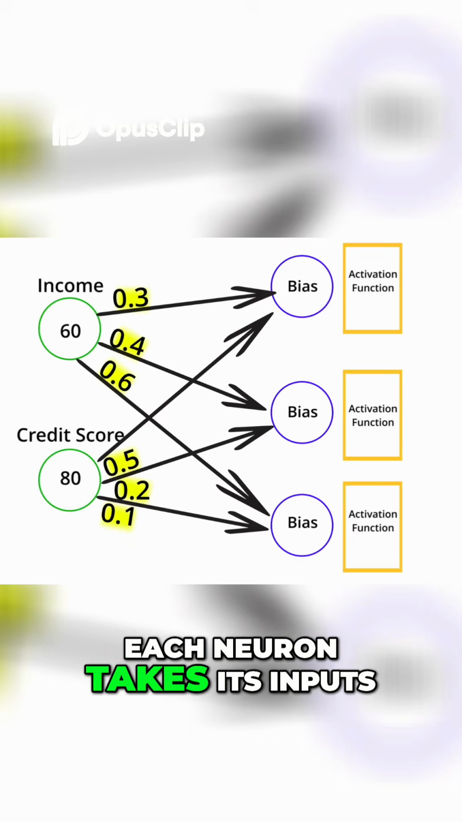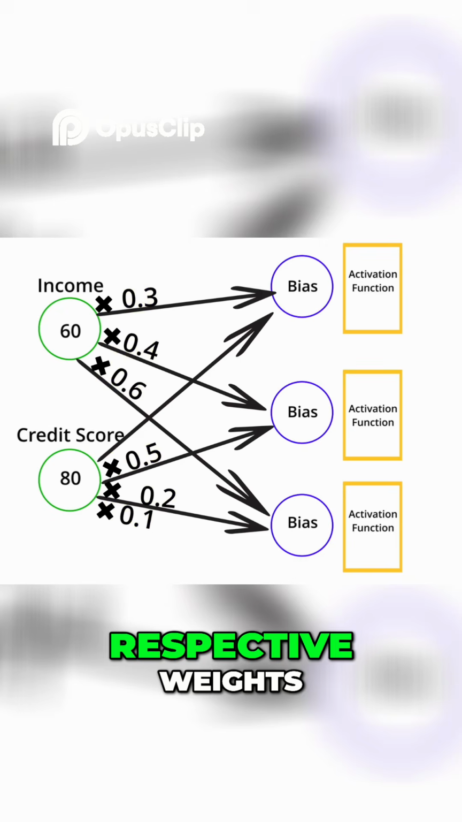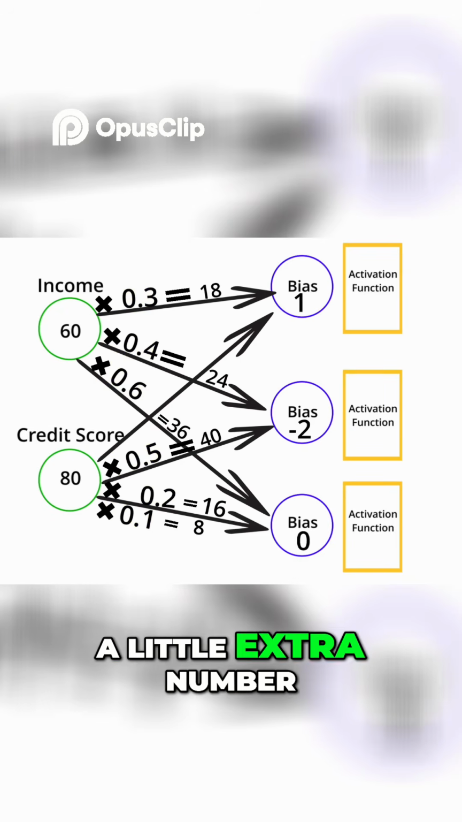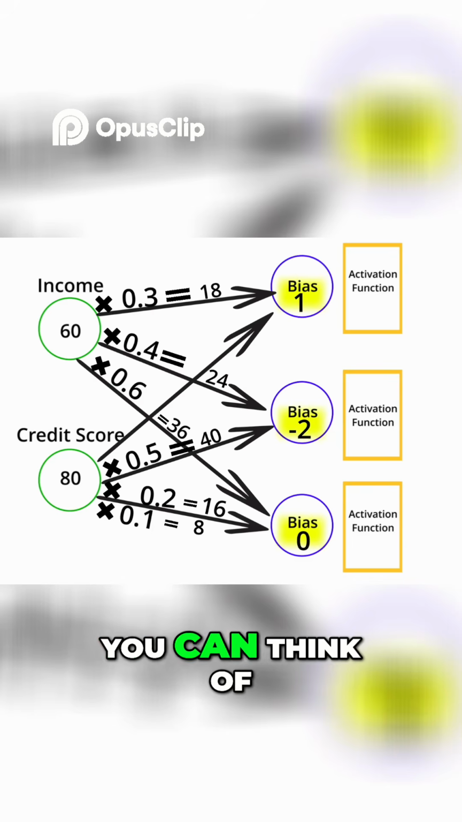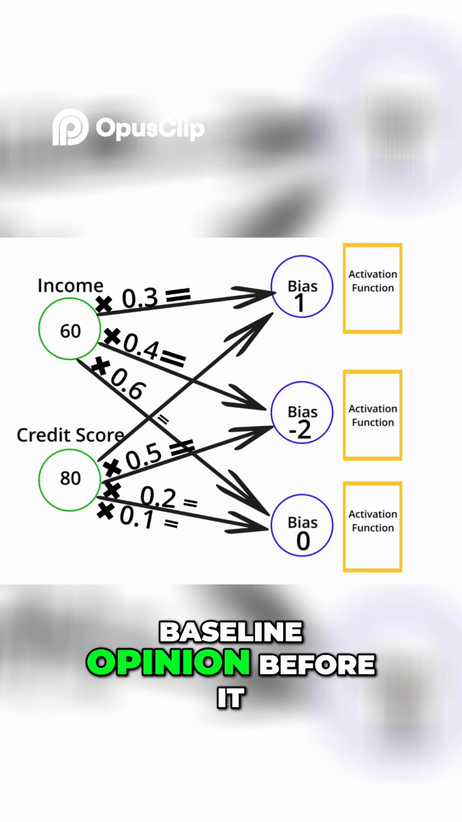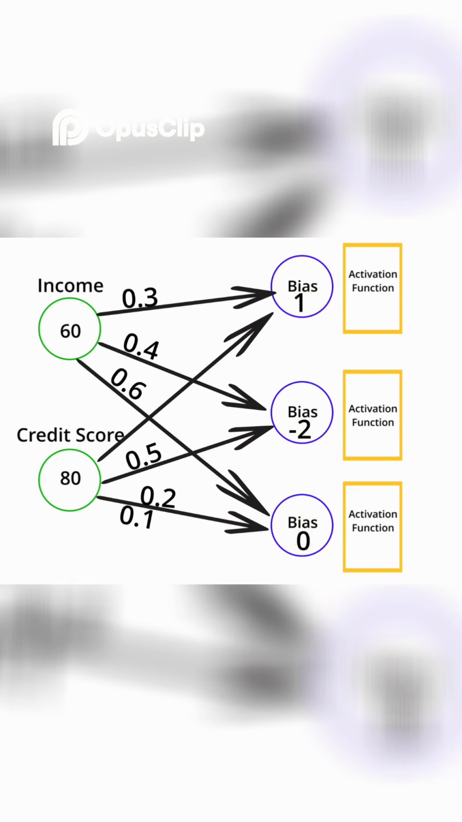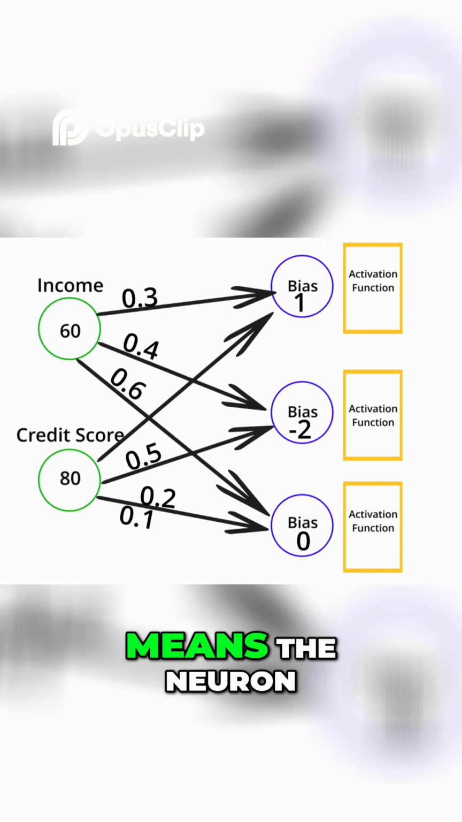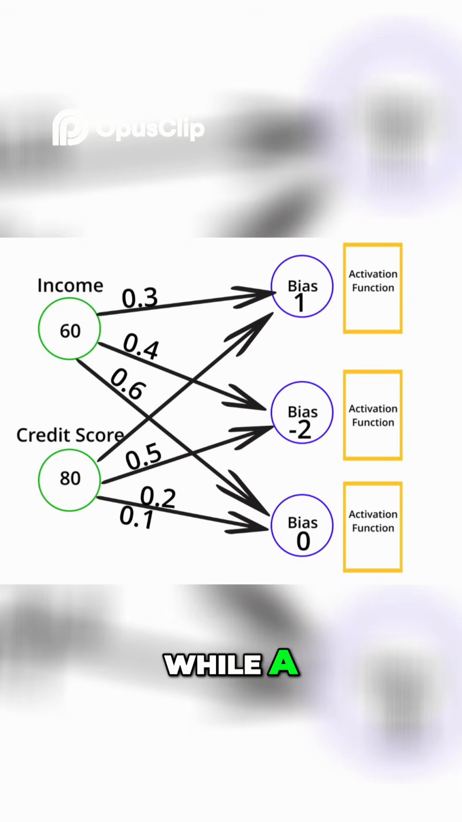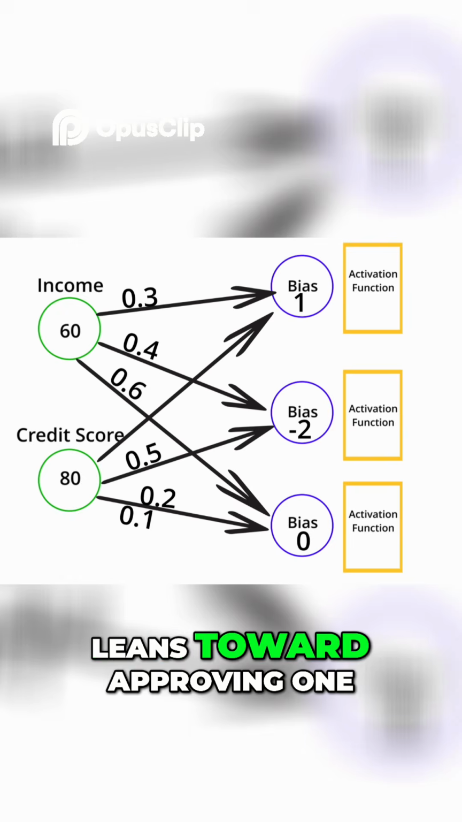Each neuron takes its inputs, multiplies them by their respective weights, and adds them up. We also tack on a little extra number called the bias. You can think of the bias like the neuron's built-in hunch or baseline opinion before it even looks at the data. In our case, a negative bias means the neuron leans towards not giving a loan, while a positive bias means it leans toward approving one.